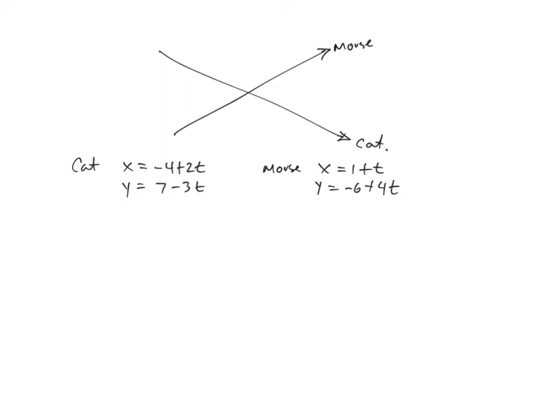So we just said, let's set the x for the cat equal to the x of the mouse and the y of the cat equal to the y of the mouse, and solve for t, and we got 2 different times for t, so it means they don't intersect.